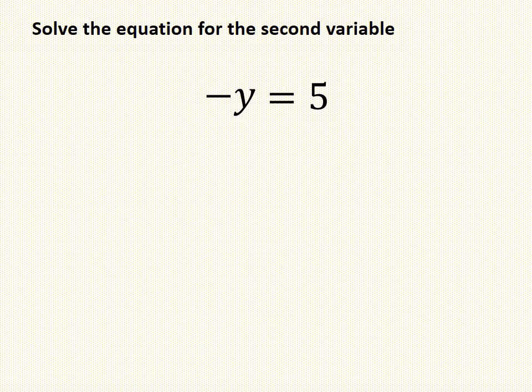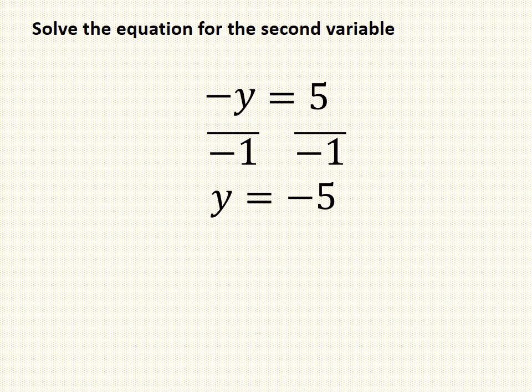Now we end up with an equation in just one variable, which is y in this case. So all I need to do is to solve this one-step equation to find the value of y. Looking at this equation, the only thing I need to do is to divide both sides by negative 1. This will lead to y equals negative 5. So negative 5 is the first part of the solution, which is the y coordinate.